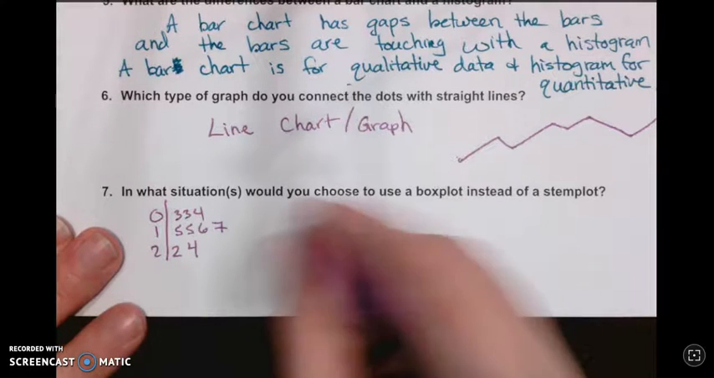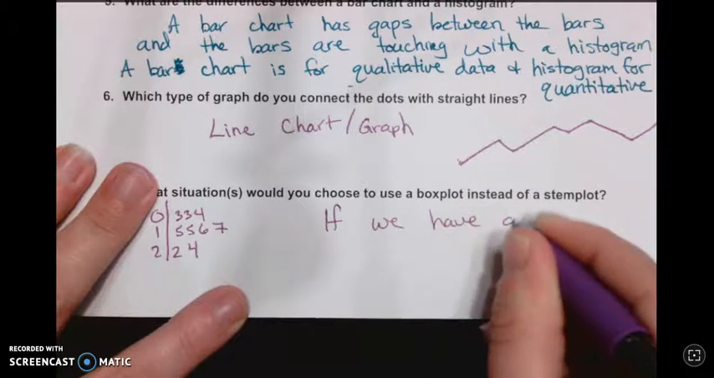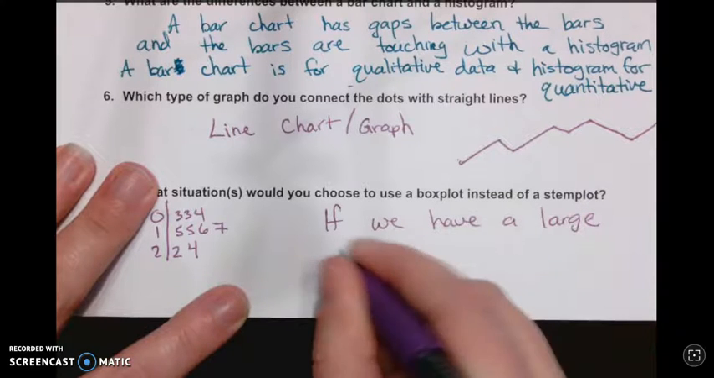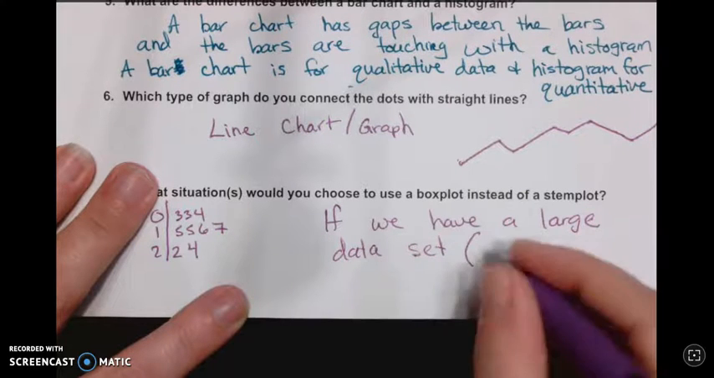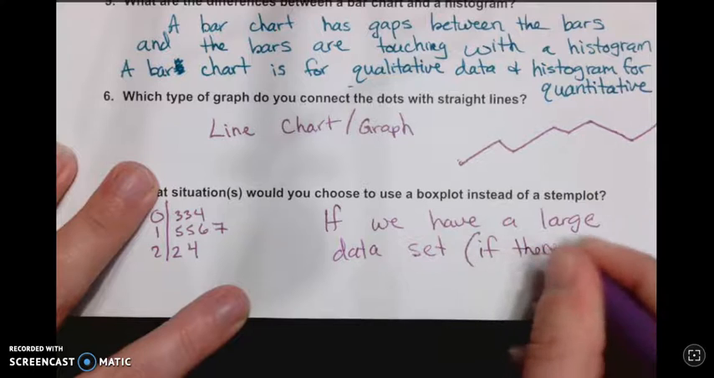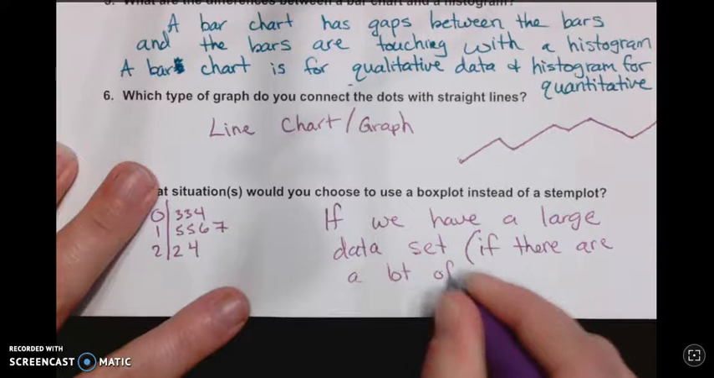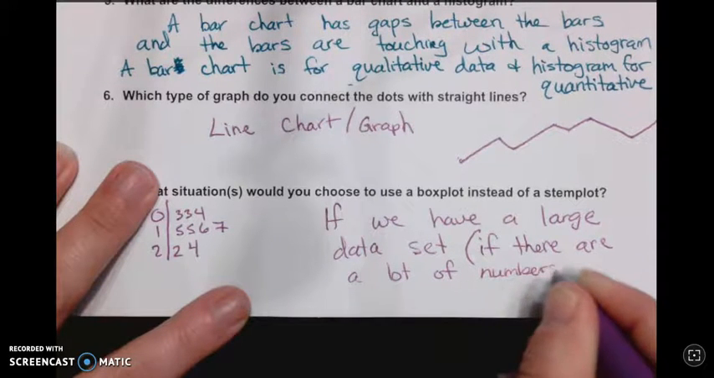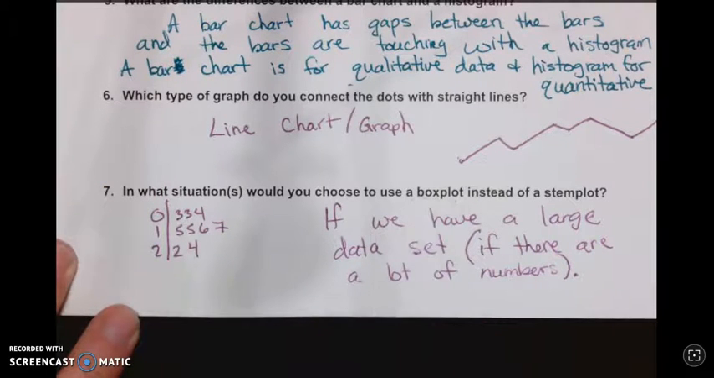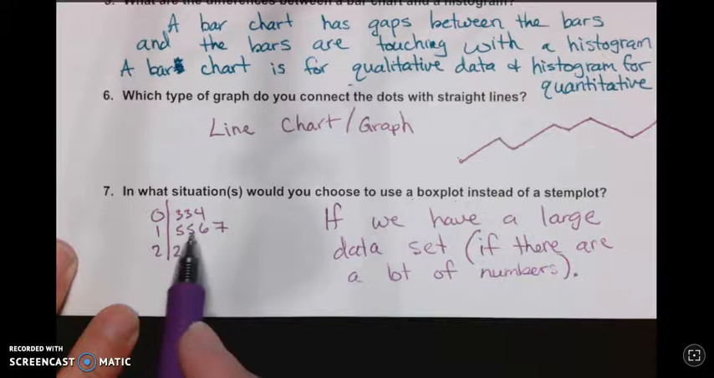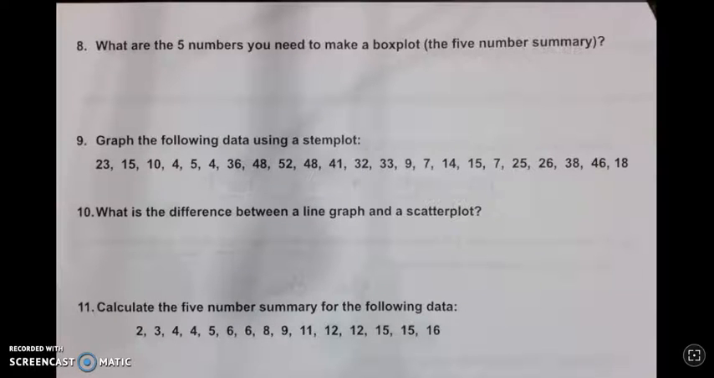So we choose a box plot if we have a large data set, meaning if there are lots of numbers. You don't want to write them all out. Also, another reason you could say is if you don't need to see the individual numbers, a box plot's good. But if I need to see how many 15s there were, how many 3s there were, then the box plot would not be good.